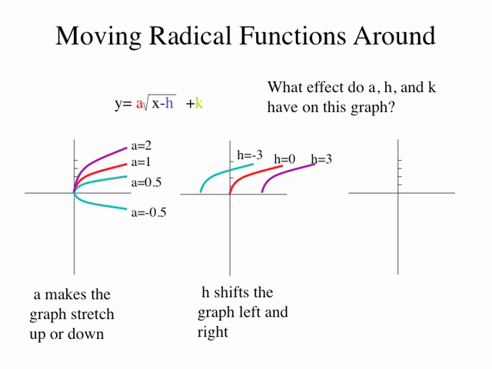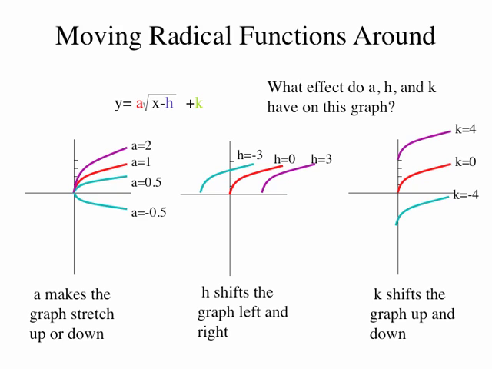So you can probably guess then what k does. k shifts the graph up and down. So our original graph would have a k of 0. If we have a k that's negative, our graph is going to shift down. k of negative 4 shifts our graph down by 4 units. k of positive 4 shifts our graph up by 4 units. So k makes the graph move up and down.